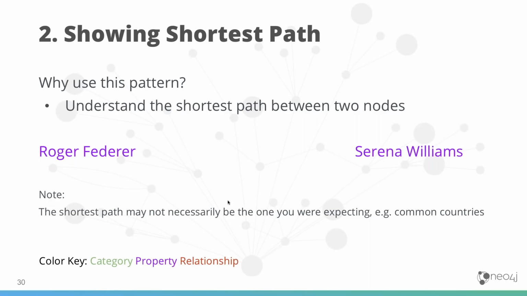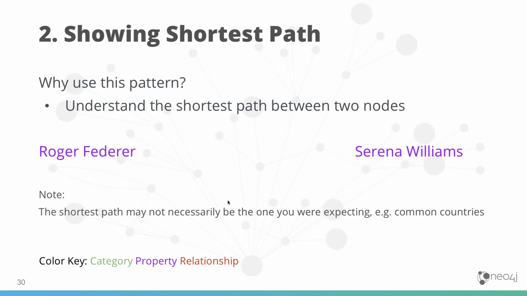The next one is about understanding paths between two nodes. So here is the shortest path between two nodes. Roger Federer is a tennis player. Serena Williams is another tennis player. I want to find out what the shortest path is: how are they connected in the smallest number of hops from one player to another.